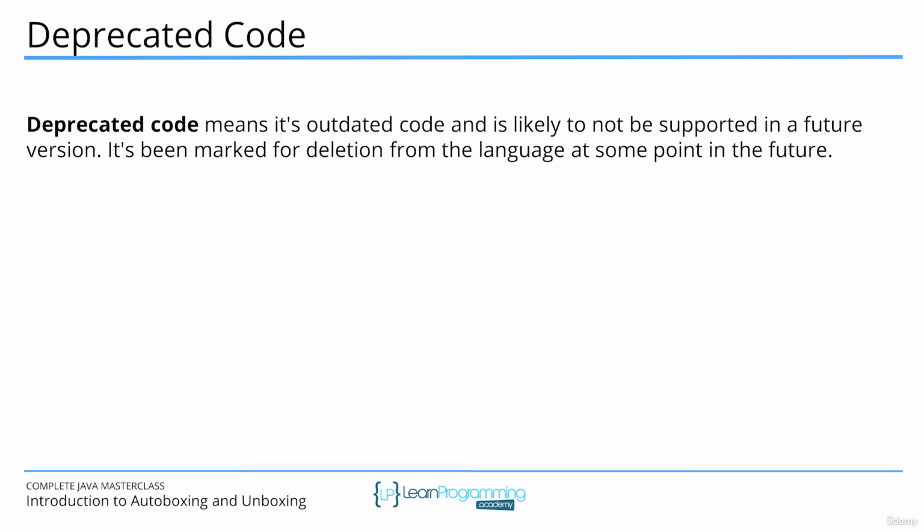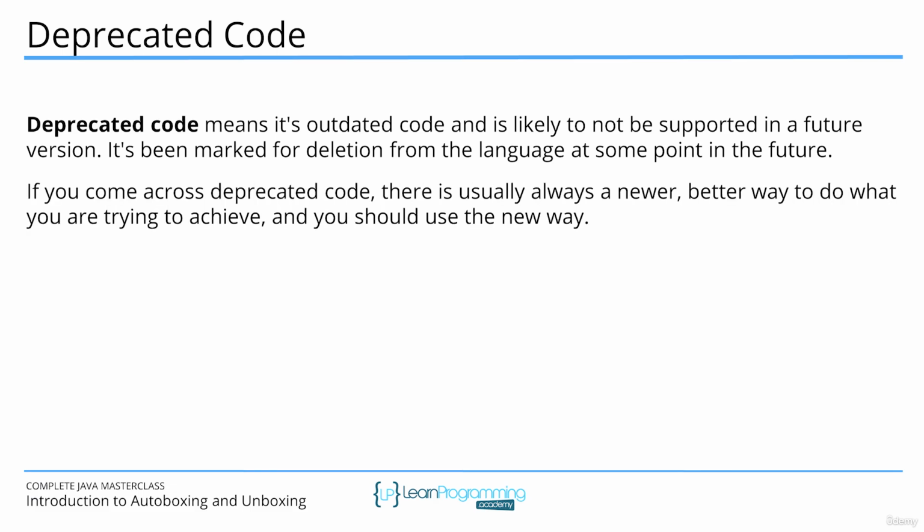Deprecated code means it's outdated code and is likely to not be supported in a future version. It's been marked for deletion from the language at some point in the future. If you come across deprecated code, there is usually always a newer, better way to do what you are trying to achieve, and you should use the new way.